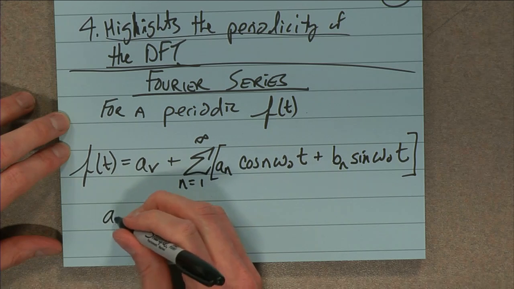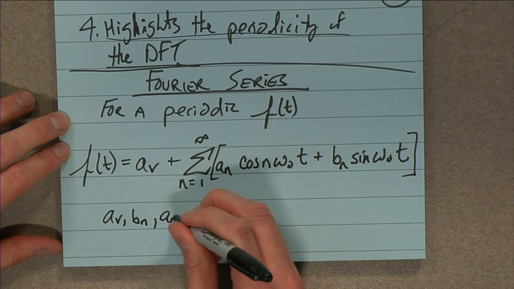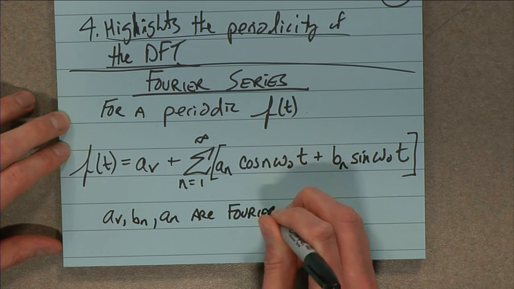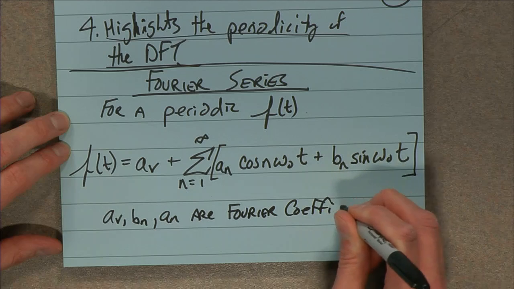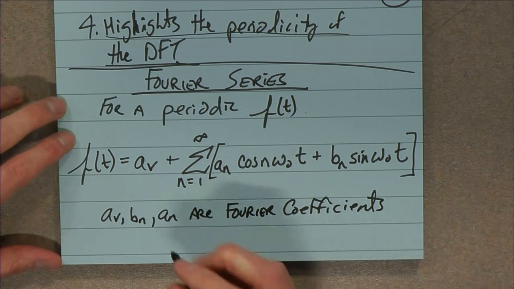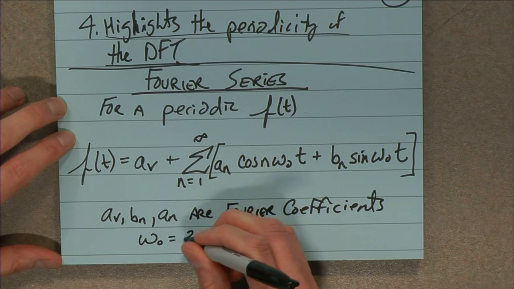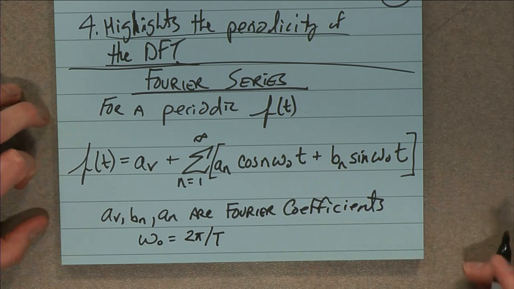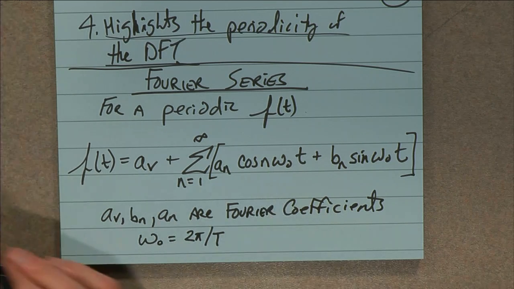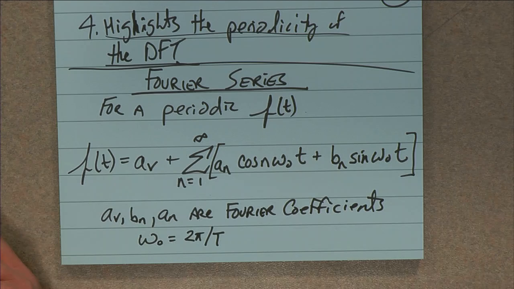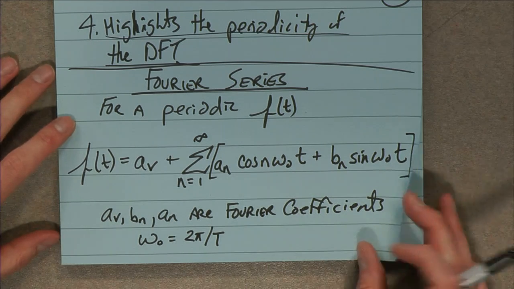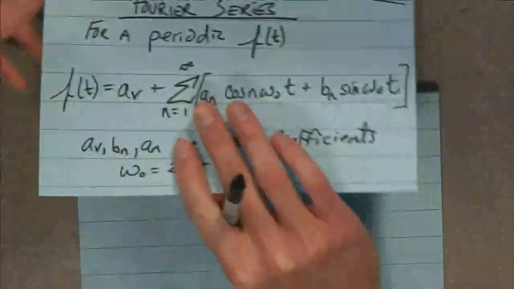So what was it? A sub v, b sub n, a sub n are the Fourier coefficients, and omega naught is just 2 pi over T. So you see this is some fundamental frequency, and we simply increase it an infinite amount. We can think of this as, okay, we've got an infinite number of sines and cosines, or frequencies, to represent f of t.